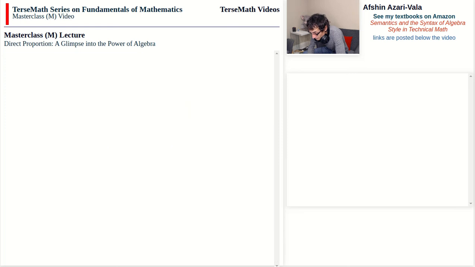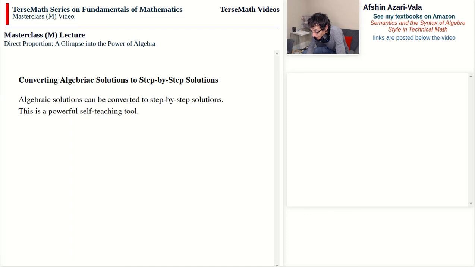Okay, and the last topic for this video is that you can always take algebraic solutions and convert them to step-by-step solutions. In the case of problems that we have been working on so far, where the unknown appears on the left side, this may not be that impressive. But as problems become more complicated, especially when the unknown starts to appear elsewhere in the equation, you'll find that this is a very powerful self-teaching tool. So long as you can write an equation for a problem and solve it, you can always extract the steps for a step-by-step solution from your solution.